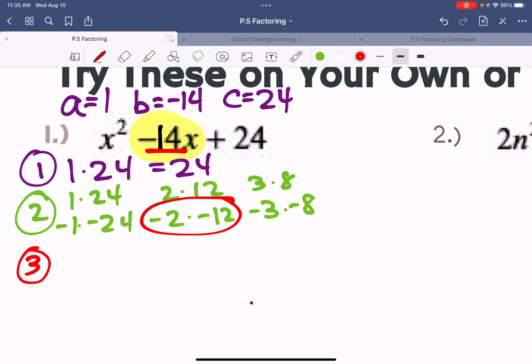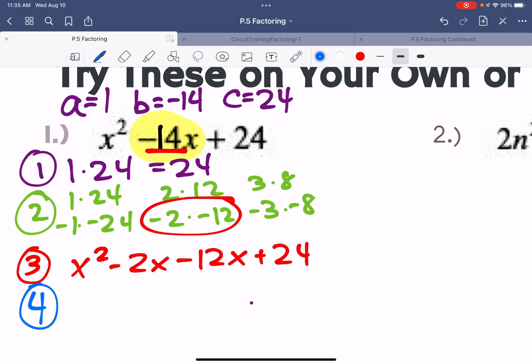Moving on to step 3, I'm going to make my trinomial into a term with 4. So instead of the middle term of negative 14, I rewrite that with those numbers. And don't forget that you're rewriting the middle term. The middle term has an x, so both of those will have an x on it. If you forget that, you might end up messing up when you go to do your GCF.